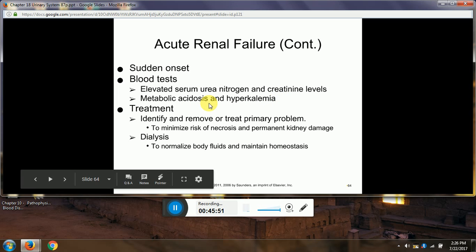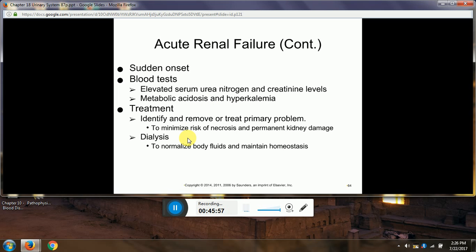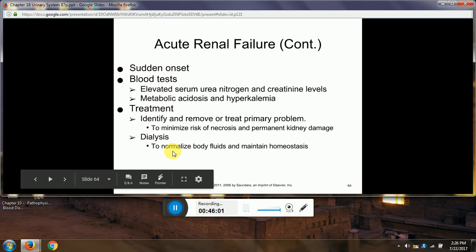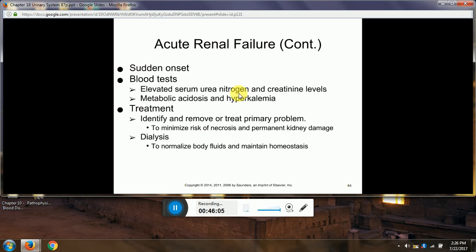Treatment: you want to identify what the cause is and treat that as soon as possible to prevent any permanent kidney damage. Sometimes they have to go through dialysis in order to get rid of the extra urea, creatinine, acid, and potassium that are circulating within their system until their renal functions go back to normal.